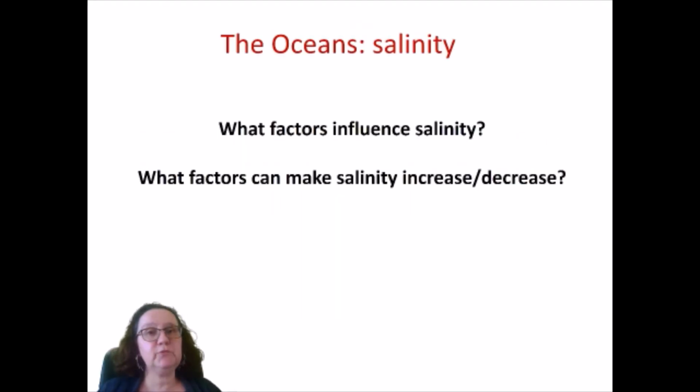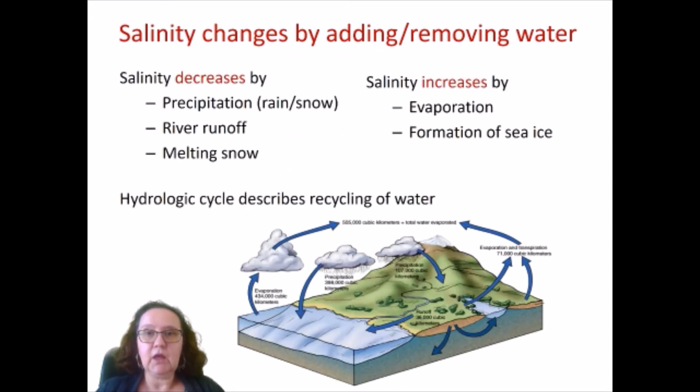So hopefully you stopped the video and had a think about these two questions. What factors influence salinity, and what can make salinity in a water body increase or decrease? The answer is water, and specifically adding or removing water. So salinity decreases by precipitation, the presence of rain or snow, and river runoff.